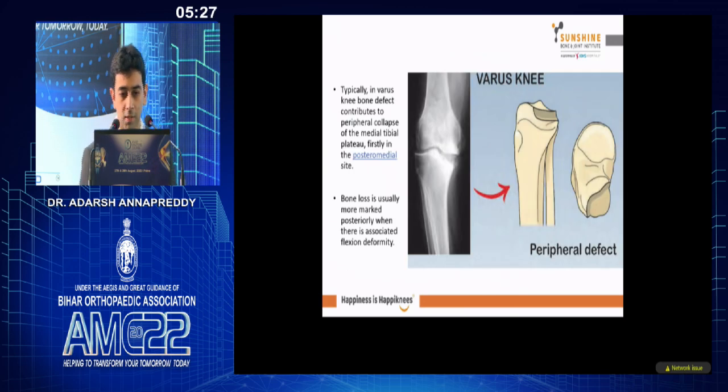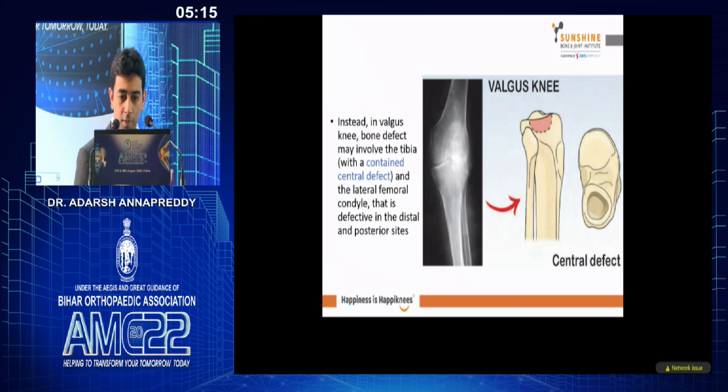Usually, the mechanism in varus defect contributes to peripheral collapse on the medial tibial plateau, most in the posteromedial side, like you can see in this diagram over here. Bone loss is usually more marked posteriorly when there is an associated flexion deformity. But when you look at a valgus knee, usually you have bone defect in the tibia, but this is more of a contained central defect, if you can see in this diagram over here. And also there is a lateral femoral condyle defect as well, usually associated with it.